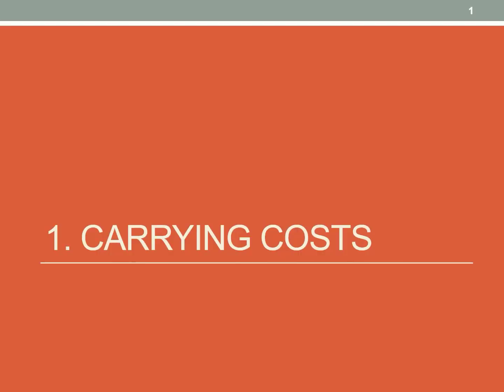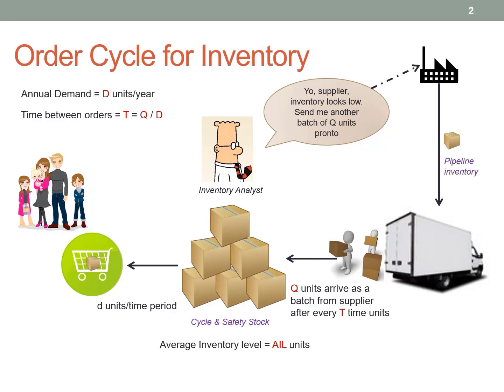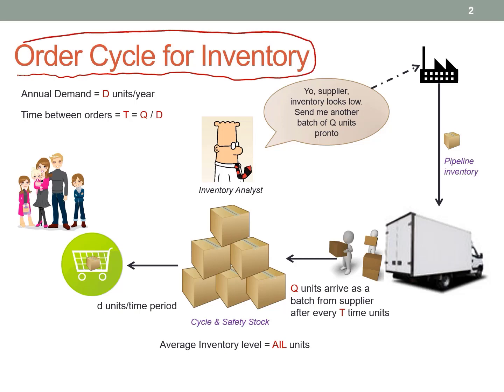Let's study how to calculate the first component of total inventory costs, which is called carrying costs. To calculate carrying costs, we need to understand the ordering cycle and how cycle stock moves up and down. So we will start off with that. This diagram explains what happens to inventory, and it's called the order cycle for inventory.